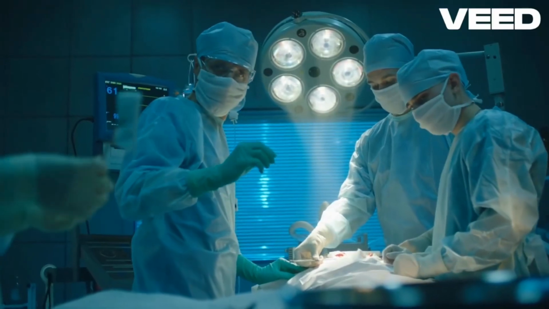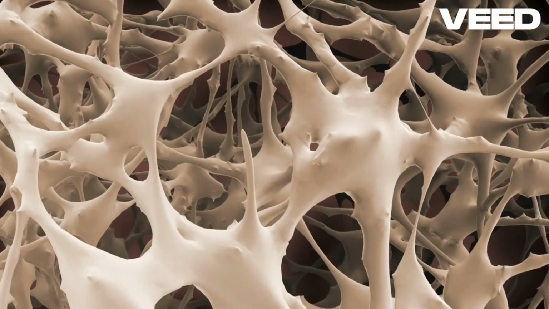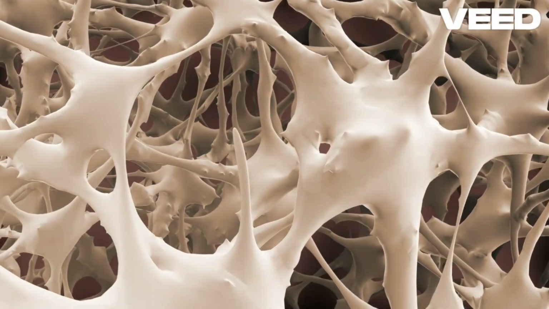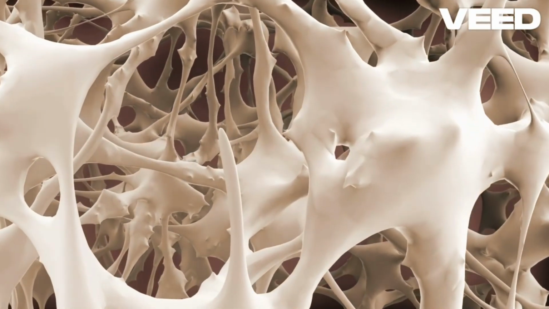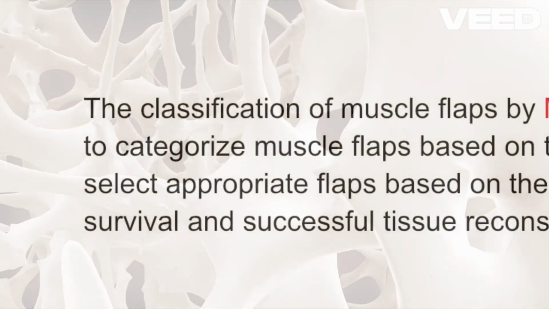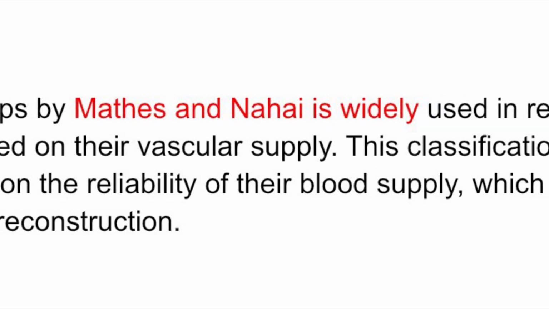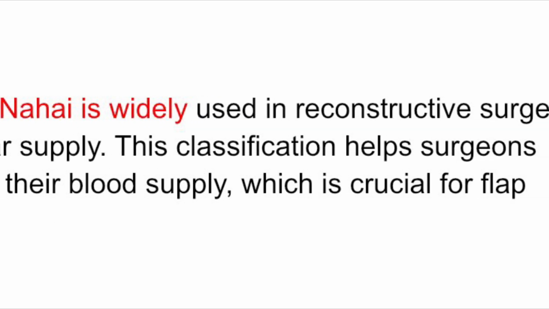In reconstructive surgery, understanding the Mathes and Nahai classification of muscle flaps is essential for selecting the most appropriate flap based on its blood supply, ensuring both flap survival and surgical success. The classification divides muscle flaps into 5 distinct types, each defined by its vascular supply.